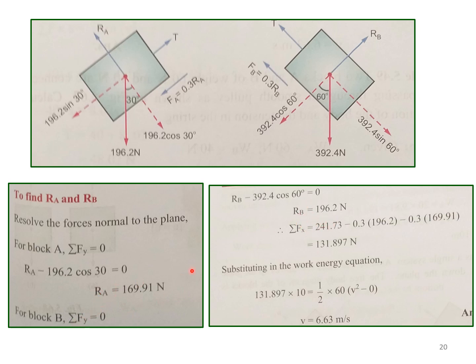After getting RA and RB, we are substituting in the net force equation to get the net force in the direction of the motion. After that we are applying the work energy equation. So we get the velocity as 6.63 meters per second.